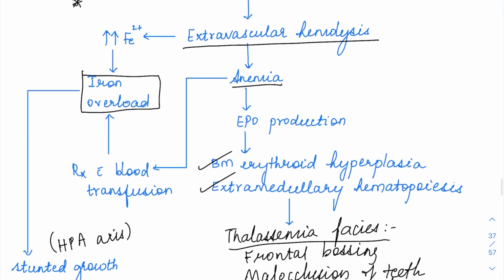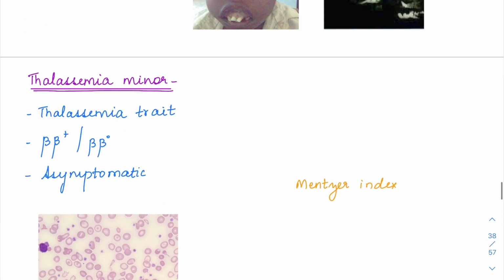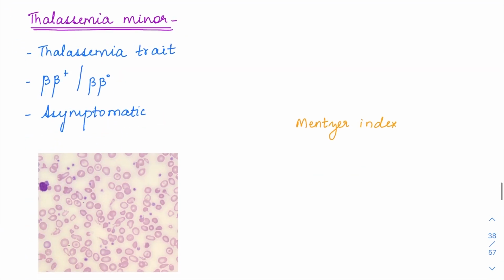So here there are multiple complications in these patients. Firstly, because of the extramedullary hematopoiesis and the lots of bone marrow expansion, there are going to be characteristic facies associated. Then apart from that, there is going to be lots of extravascular hemolysis happening, resulting in anemia and then causing iron overload also. And this iron overload is further going to cause these defects, right? So this is all for thalassemia major.